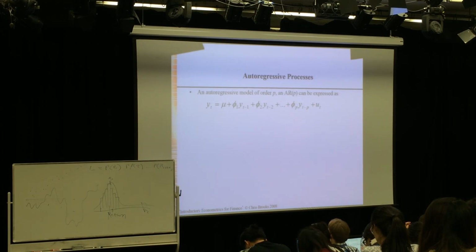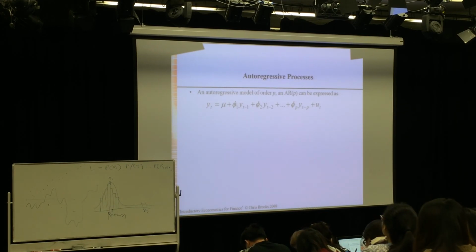So autoregressive processes, these are very common in finance. This is basically that the price or the return depends on a value plus it depends on the value yesterday or the value 2 days ago, and they're normally written as AR(p).